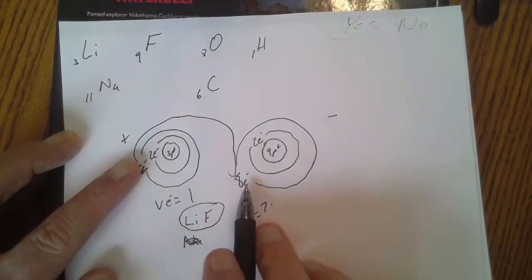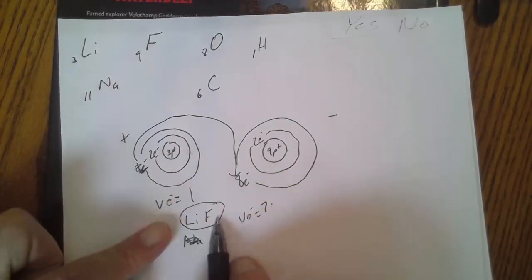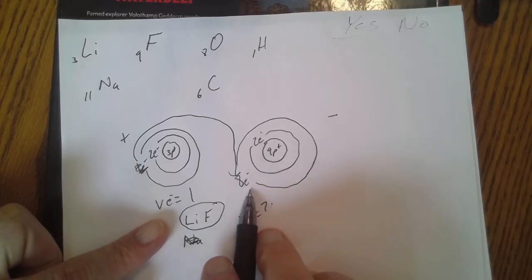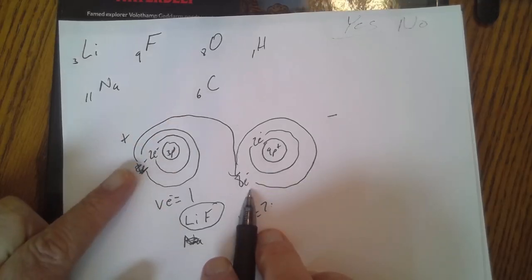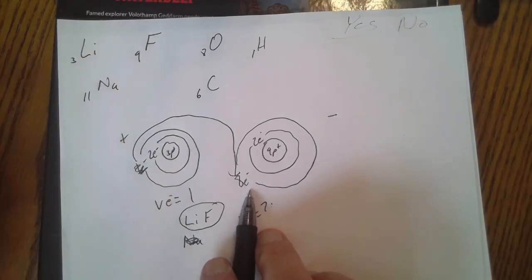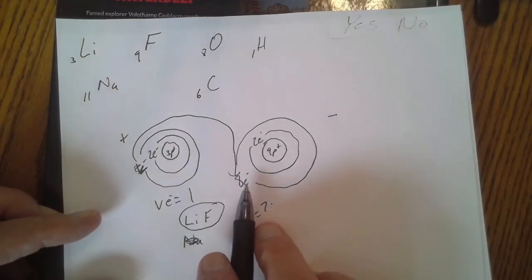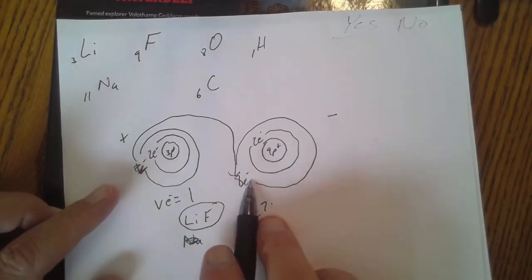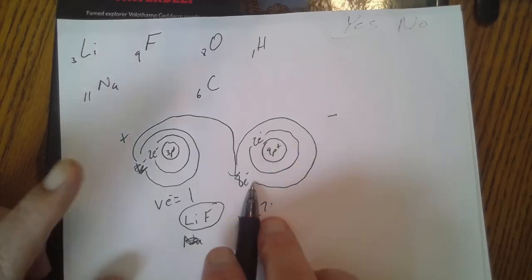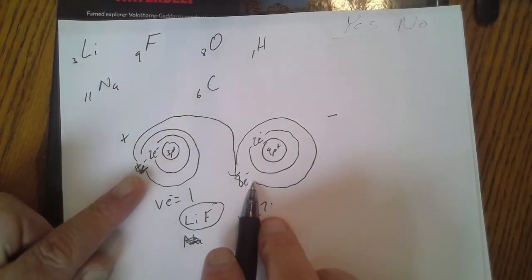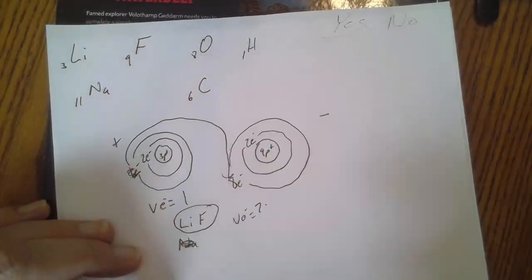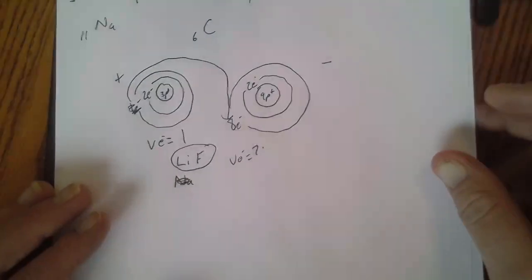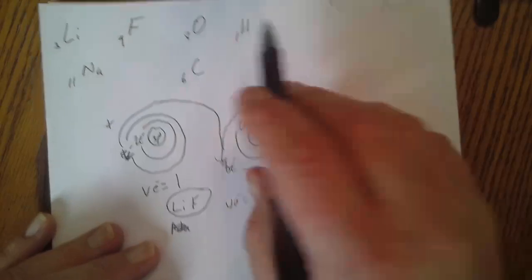The fact that this loses 1 and this gains 1 makes it a 1-to-1. If this gained 2, then we would need 2 to be lost. So for example, if this were oxygen, this would need 2, so we would need Li2O. That would be the lithium oxide. That's ionic bonding. Molecular bonding is a little bit different.